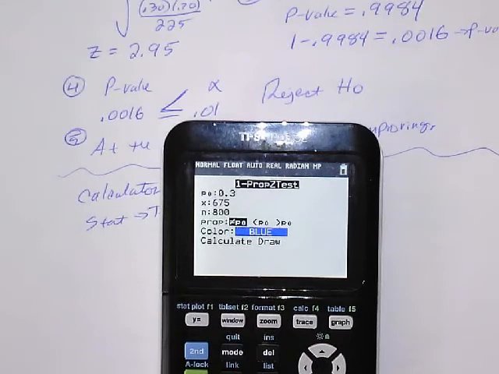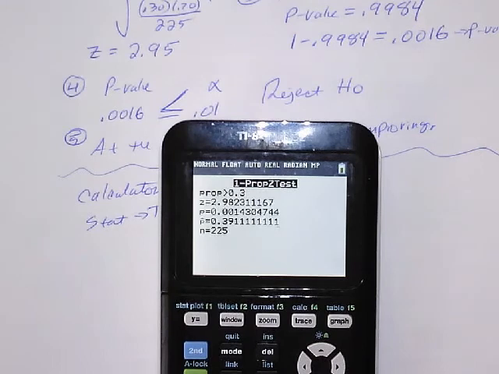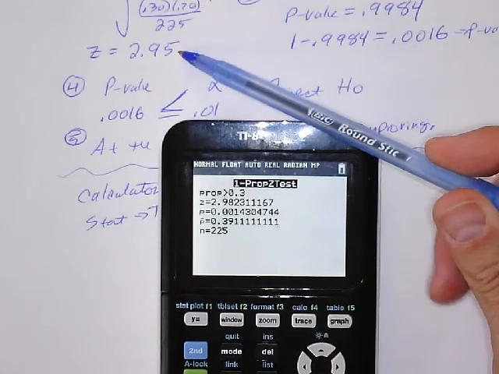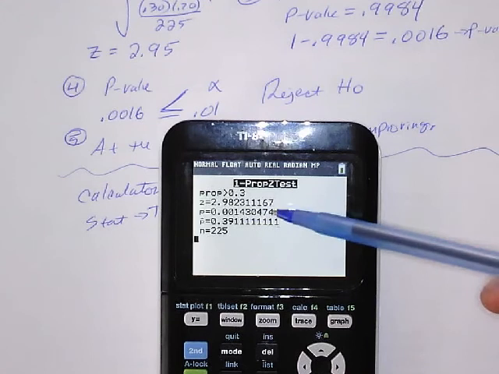It asks for p sub 0, so in our case that would be 0.30. Our x value is 88 because it uses x whereas we use r. N is 225. Is the team doing better? So they'd be greater than. We get the same or very close z value that we got before. We got a very similar p value that we got before. And everything stays the same.